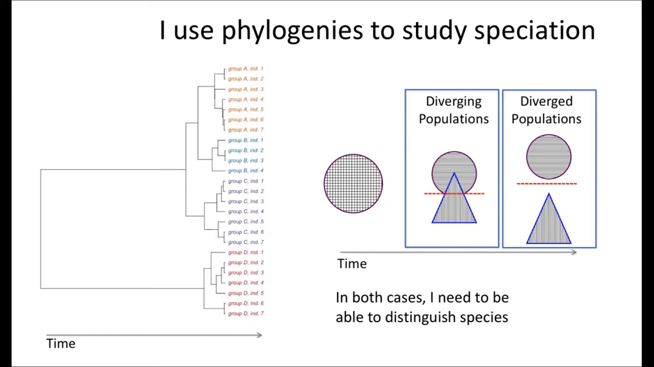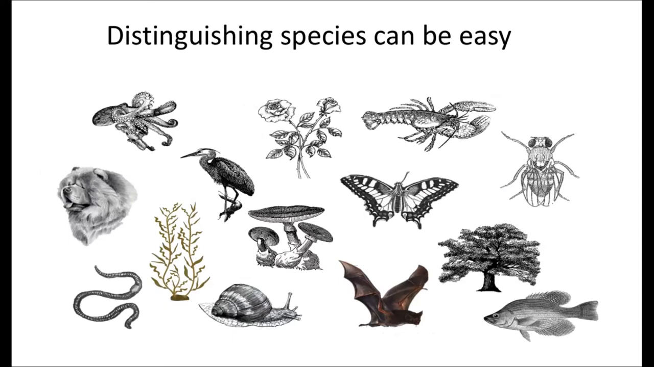And so this is really one of the core parts of my work that is at times very easy and at other times very challenging. So distinguishing species, or species delimitation, as I said, can be incredibly easy. We all come from very diverse backgrounds, but we can very clearly look at all of these pictures and tell that we have a lot of very different species illustrated on this slide. But sometimes distinguishing species can be extremely challenging.